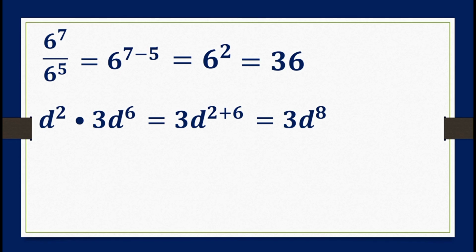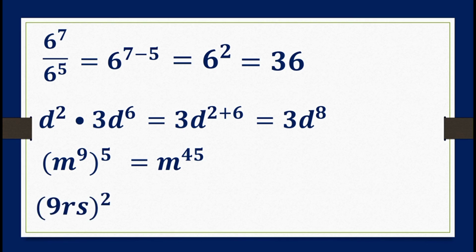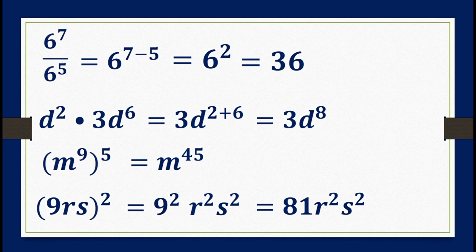Another example, quantity m to the 9th power raised to the 5th power. All we need to do is to multiply 9 and 5. The simplified expression is m raised to the 45th power. Let us simplify quantity 9rs raised to the 2nd power. Here it can be written as 9 squared r squared s squared, and the simplified expression is 81 r squared s squared.